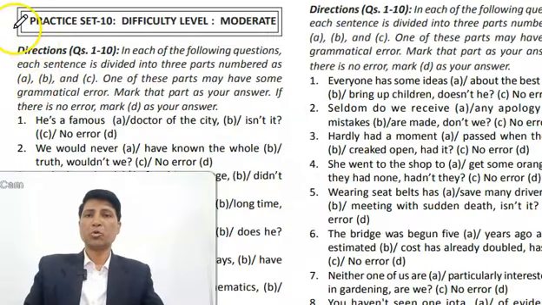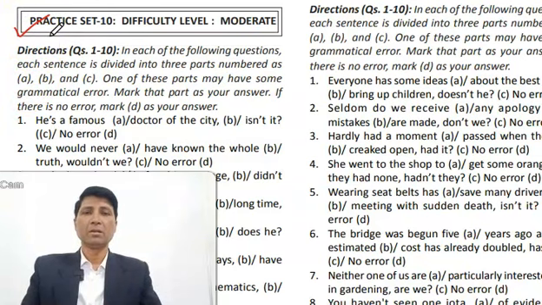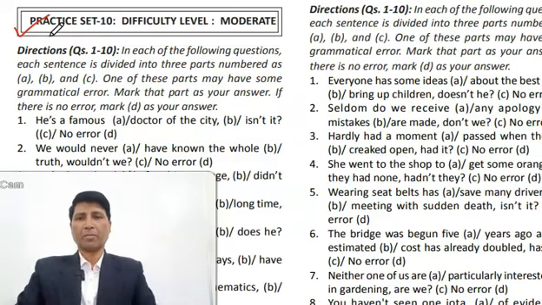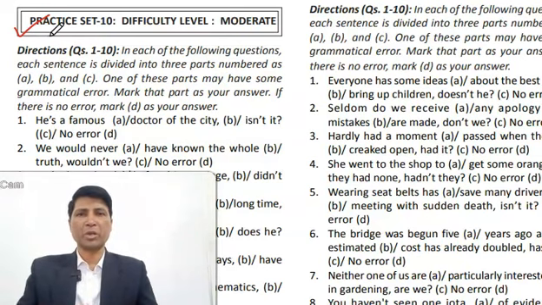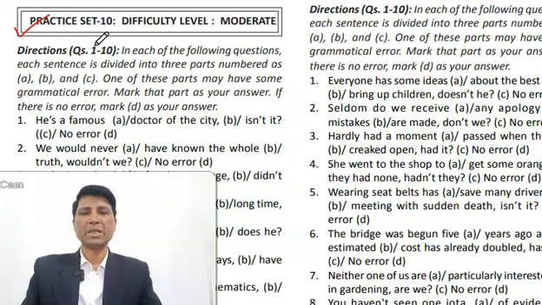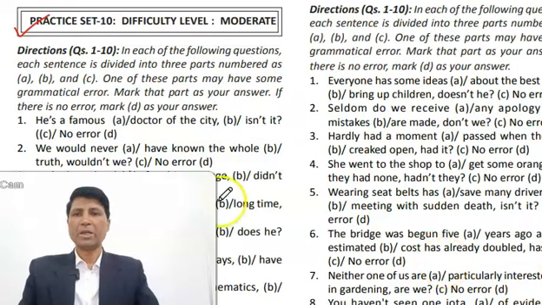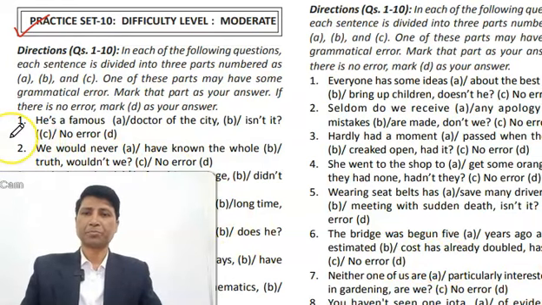Now let us do practice set number 10. And as you can see, the difficulty level of this practice set is a little higher. It is moderate. Right. But if you have understood surefire shortcut trick number 3 and the previous analysis, it will be easy for you to solve most of the questions given over here. Let us begin. Question number 1.